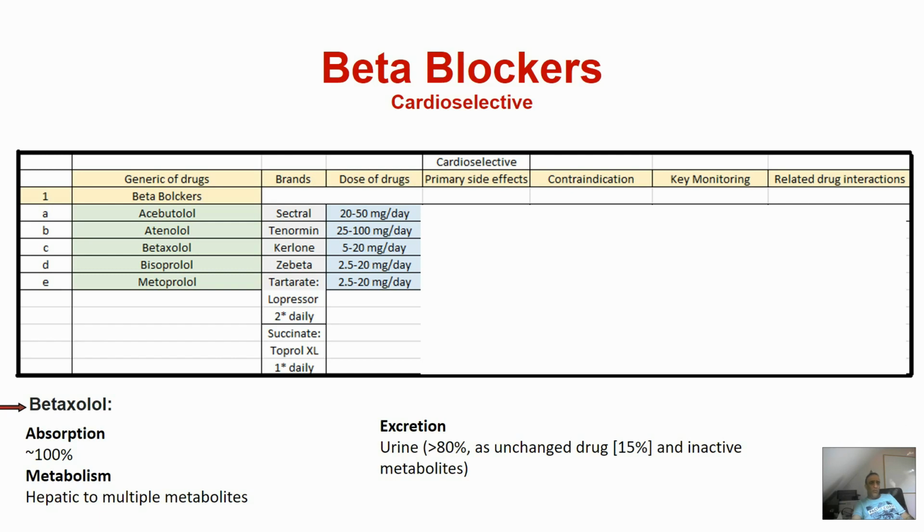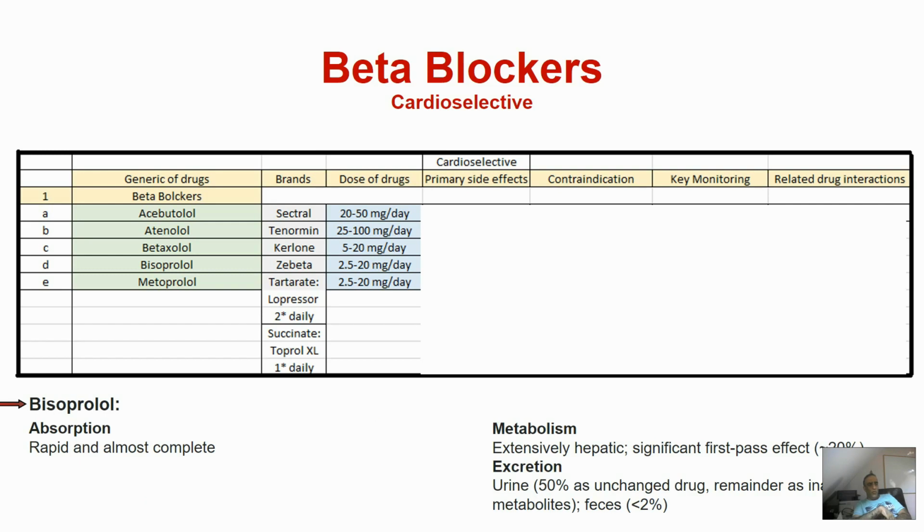The second drug of this family is Betaxolol. Absorption of Betaxolol is 100%, and because of this we normally use 5 to 20 milligrams per day. The metabolism is hepatic to multiple metabolites, and the metabolites of this drug also have a cardioselective effect as beta blockers. Excretion is urinary in 80%, and 15% is unchanged or inactive metabolites.